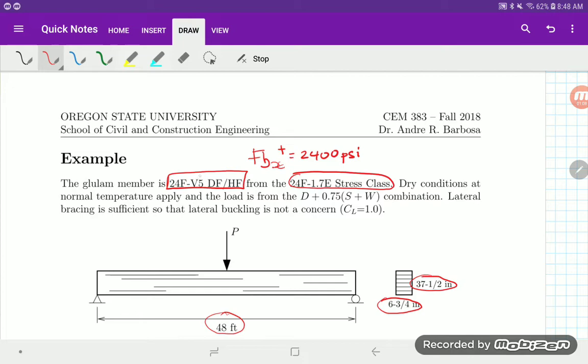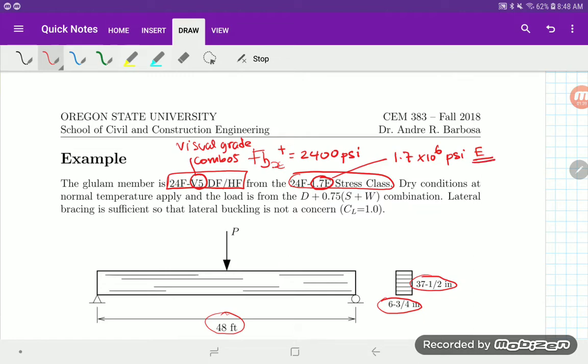And then V5, it's visual grade V, and the 5 is the combination that we're using for the laminations. And 1.7E is also telling us that the reference value is 1.7 times 10 to the 6 psi for the reference value of the Young's modulus for the wood that we're using.